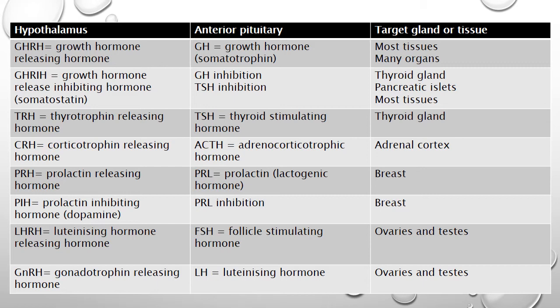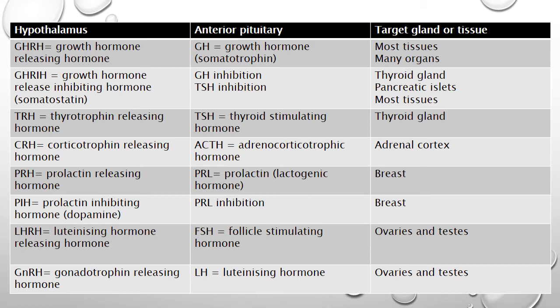They will go directly into the thyroid gland, pancreatic islets and the Mohs tissue. Now third, that is the thyroid stimulating hormone, the releasing hormone, that is the thyrotropin releasing hormone. They will go into the thyroid gland. Next one is the ACTH, or we can say adrenocorticotropic hormone.